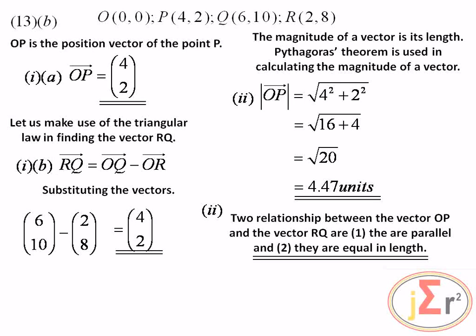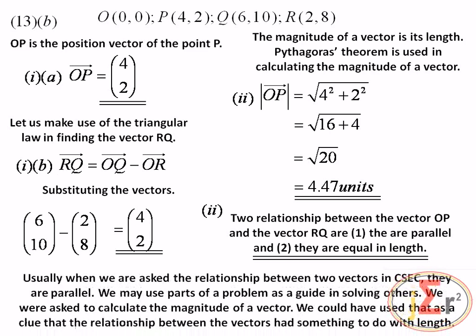So two relationships between the two vectors are: one, they are parallel, and two, they are equal in length. Usually when we are asked the relationship between two vectors in CSEC, it is because they are parallel. Usually we may use parts of a problem as a guide in solving others. We were asked to calculate the magnitude of a vector. We could have used that as a clue that the relationship between the vectors has something to do with length.